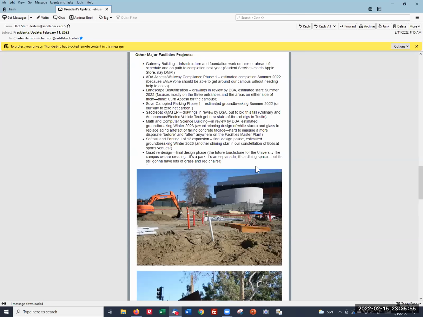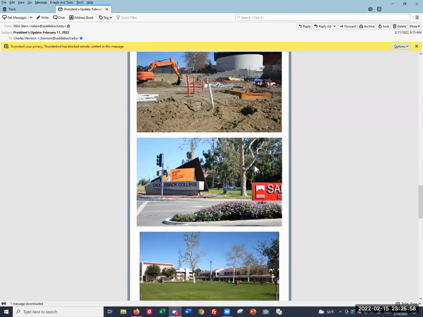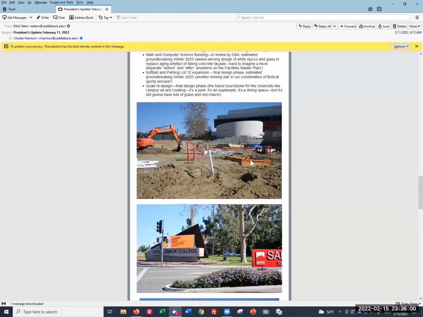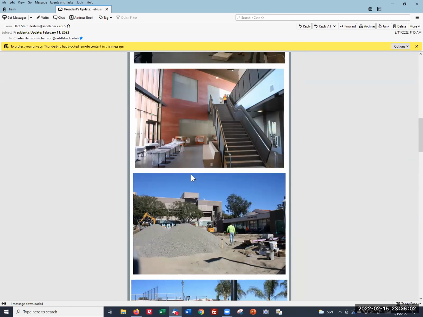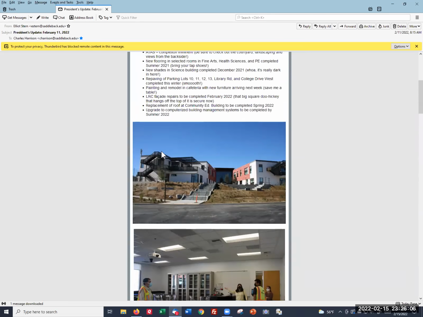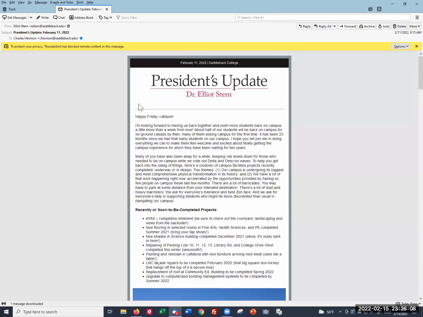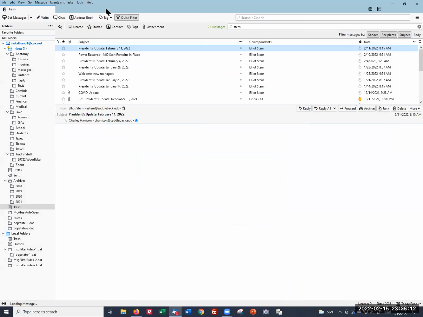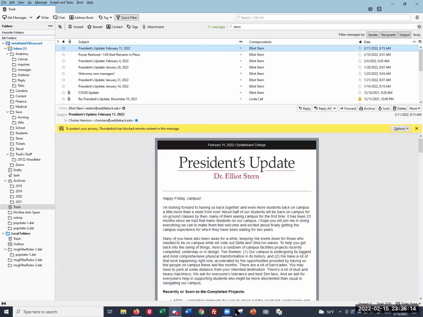Okay. Interesting. At least the newer buildings are looking nice. The campus never did. Maybe I shouldn't say that while I'm recording. Okay.